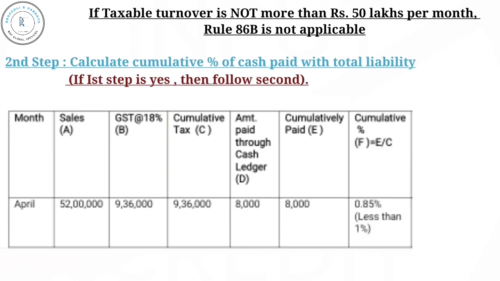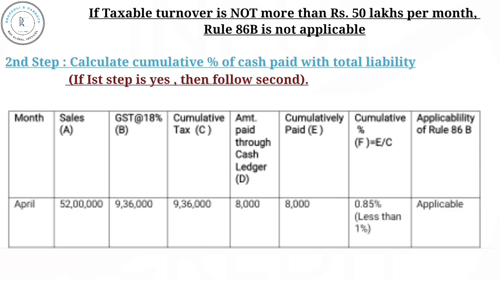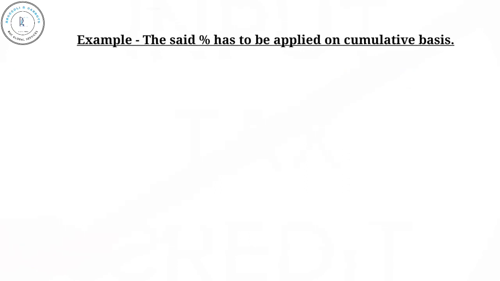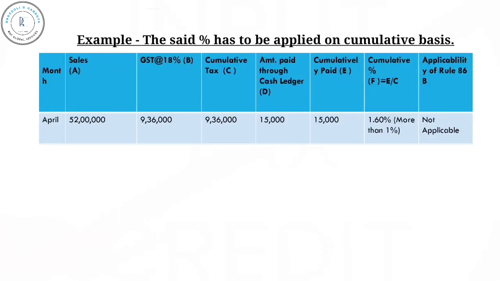0.85%, less than 1%. Applicability of Rule 86B: Applicable. Example. The said percent has to be applied on cumulative basis. Month, April. Sales, A: 5,200,000 rupees. GST at 18%, B: 936,000 rupees. Cumulative tax, C: 936,000 rupees.